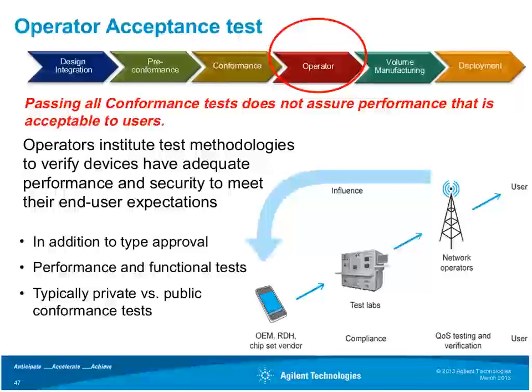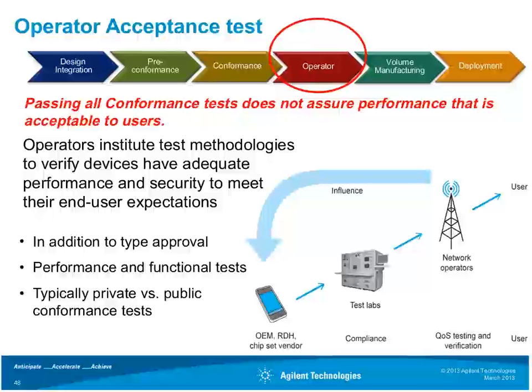So conformance testing does not assure performance that is acceptable to the end user. Okay, important concept. After conformance testing, the devices have to pass the acceptance by the operators. The network operators have shifted their position from simply supplying the pipeline through which wireless devices communicate with each other to becoming the gatekeepers, and they demand certain performance and quality out of the handsets that are put on their network. So what they do is they institute test methodologies for verifying whether the devices have adequate performance and adequate security functions too.